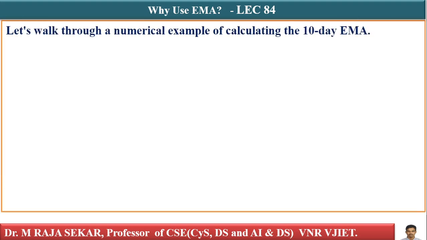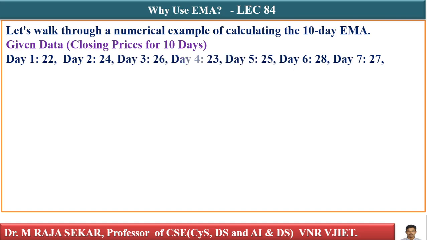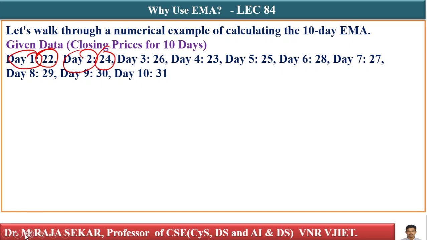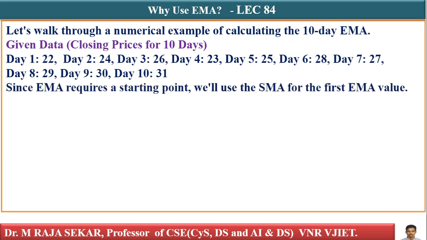Let's understand one simple example. Let me say I have a data set like this. Given data, these are closing prices for 10 days. What are the closing prices? Just you can observe. For day 1, the closing price is 22. For day 2, the closing price is 24. Like that, I have closing prices for 10 days. Now I have to calculate EMA.